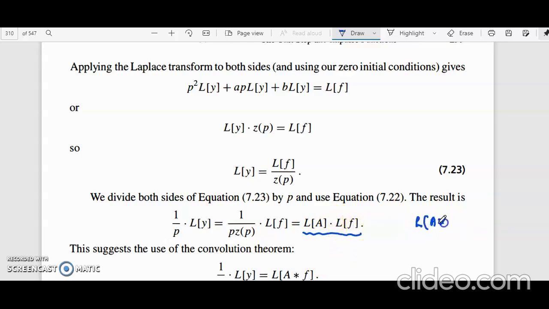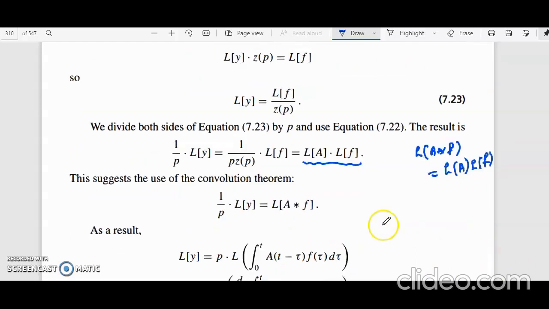L of a star f, so we will be getting it as L of a into L of f. So here we will get 1 by p L of y equal to L of a into L of f. So therefore by convolution theorem this can be written as L of a star f. The value of L of y which we are interested in finding, L of y is what we need to find. So L of y will be p into L of a star f. So that is p into L of a star f, which is integral 0 to t a of t minus tau f of tau d tau.